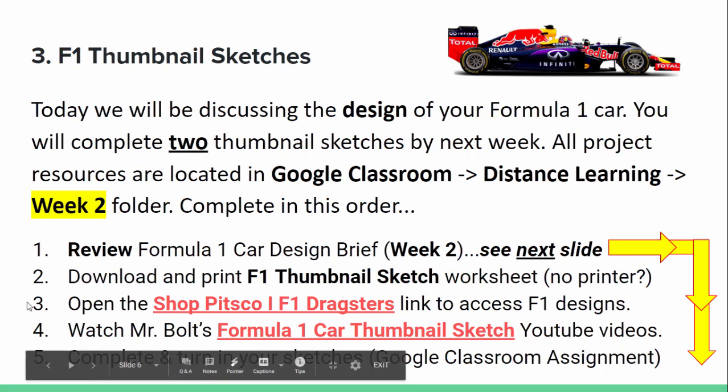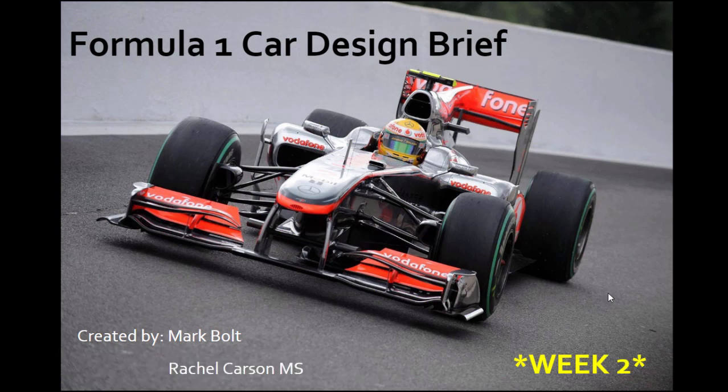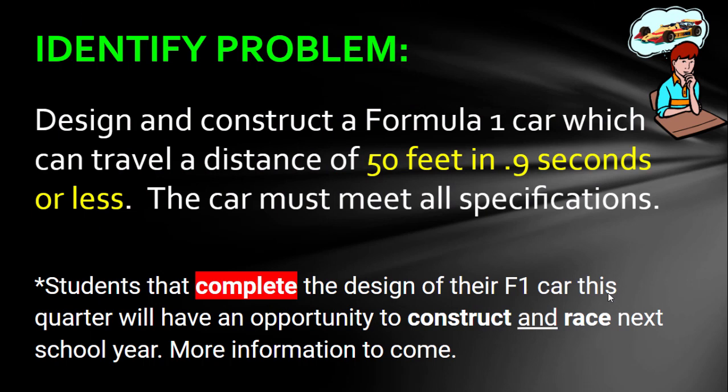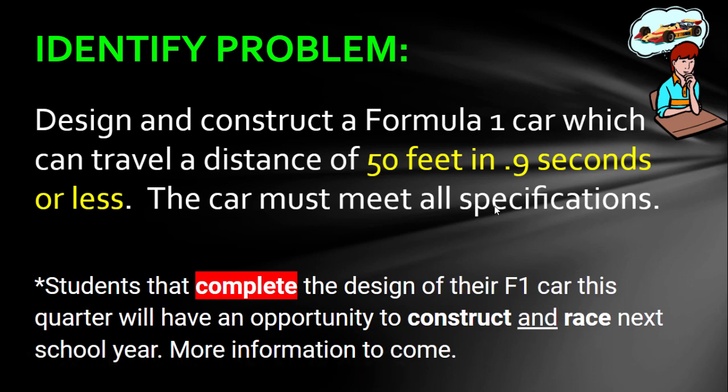So let's go ahead and start with number 1 right here. Let's take a look at week 2. Once again, just make sure that you're paying close attention to which slideshows you're downloading and watching from home. Just to review real quick, we're designing and constructing a Formula 1 car which can travel a distance of 50 feet in 0.9 seconds or less. The car is going to meet all the specifications given. Those specs we'll really be focusing on next week.